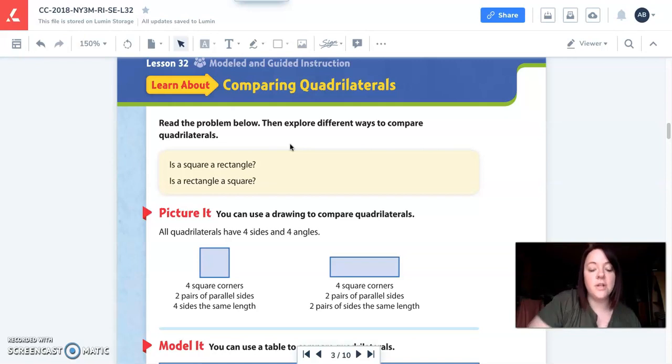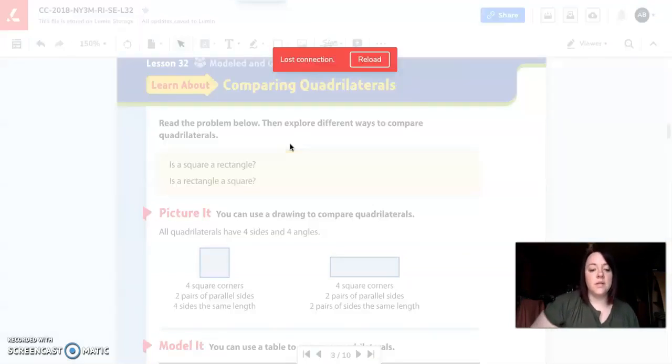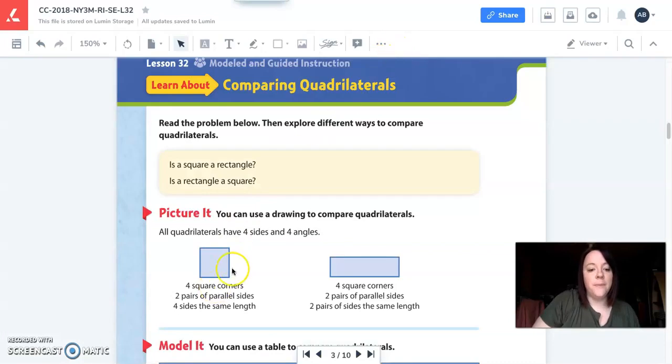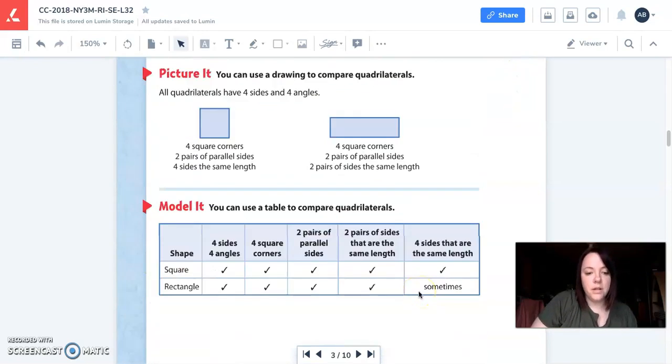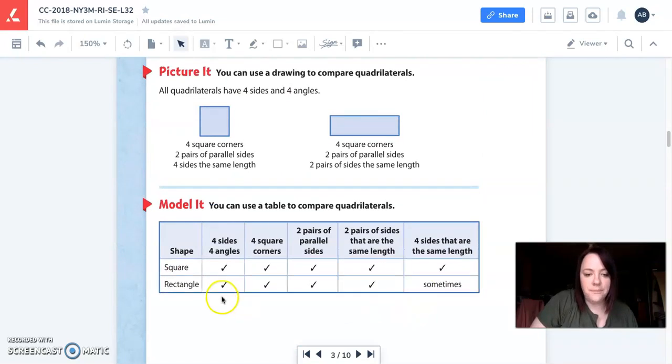Picture it. You can use a drawing to compare quadrilaterals. All quadrilaterals have four sides and four angles. So this square has four square corners, two pairs of parallel sides, four sides that are the same length. The rectangle has four square corners, two pairs of parallel sides, two pairs of sides the same length. Okay, so we're looking at this. All right, you can use the table to compare.